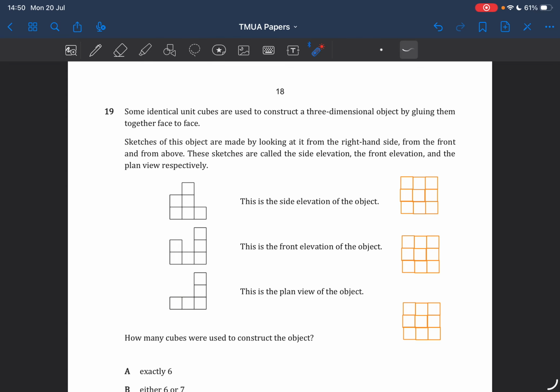We have some identical unit cubes used to construct a 3D object by gluing them together face to face. Sketches of the object are made by looking at it from the right-hand side, the front, and from above. They're called the side, front, and plan view of elevations. How many cubes were used?